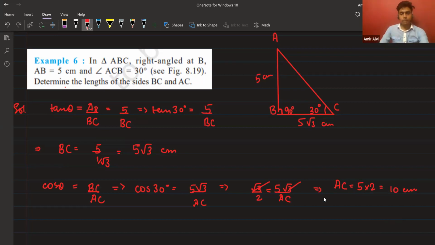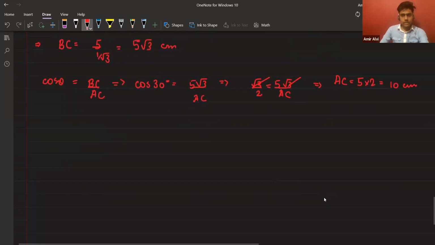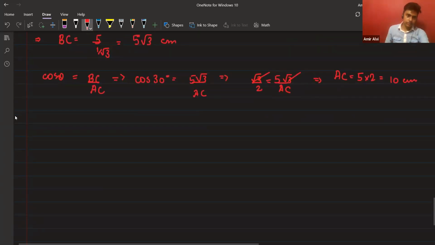Let's take one example from NCERT itself. Let me take one example.